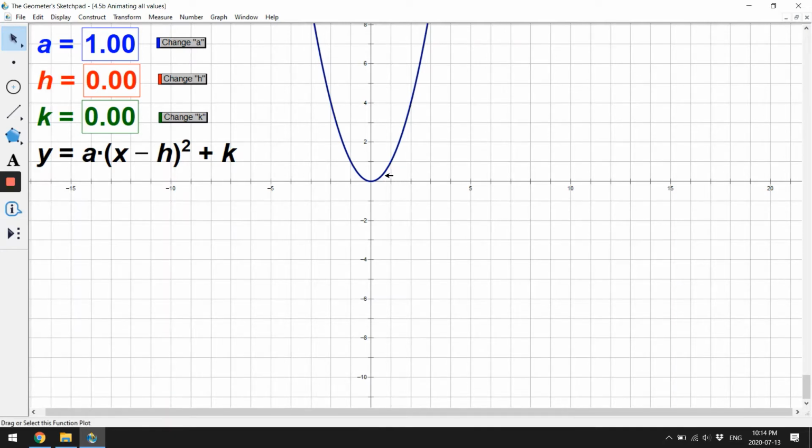So this is our original parabola, and every other parabola we have is created from this original parabola of y equals x squared. And we're going to create these other parabolas by applying the transformations. So whether it's a translation, a vertical stretch, vertical compression, or reflection, that's how we're going to create these other parabolas. Okay, so without any further ado, let's change k.